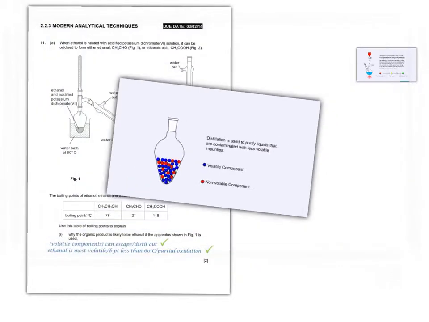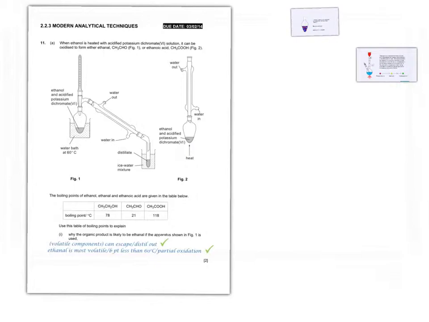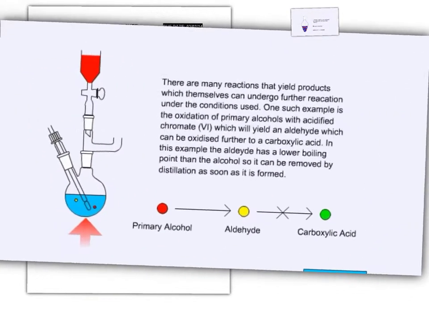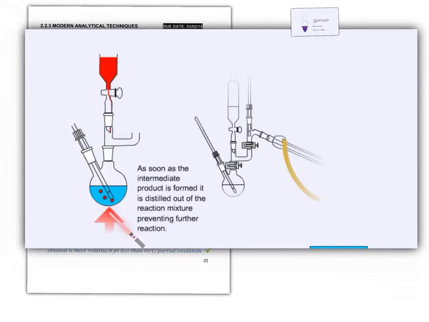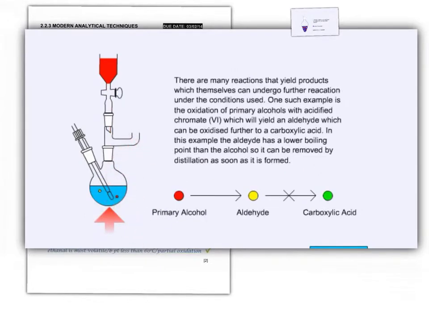Now let's apply this situation to a specific case of oxidizing an alcohol to an aldehyde. What you'll notice here is that we have the oxidizing mixture over here, and the yellow aldehyde is being distilled across without the formation of the carboxylic acid. And the reason why that cannot happen is that the oxidizing mixture is present over here. Once the aldehyde is distilled off, there is no way the aldehyde can come back and react with the dichromate inside the reaction flask.